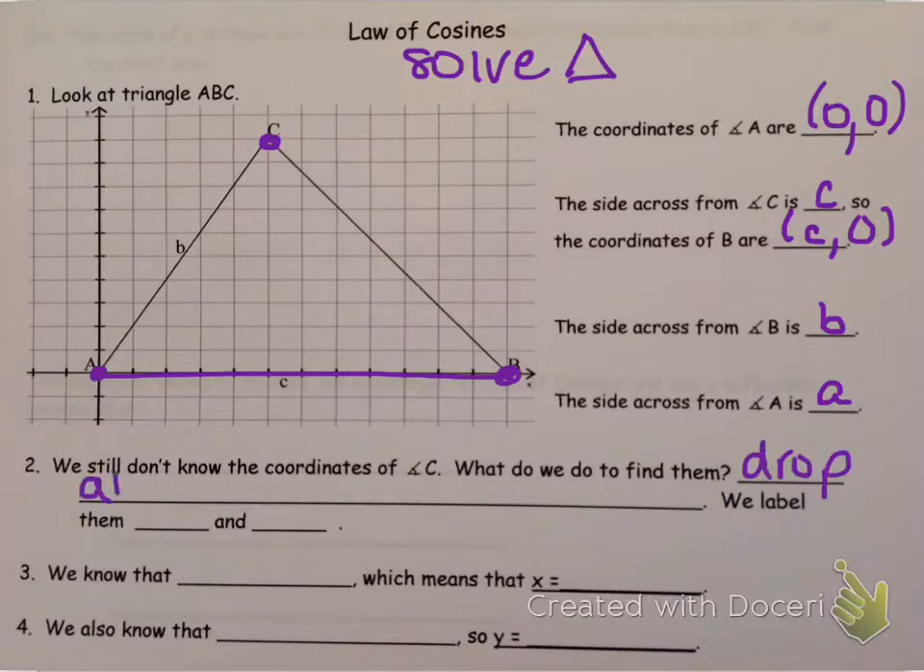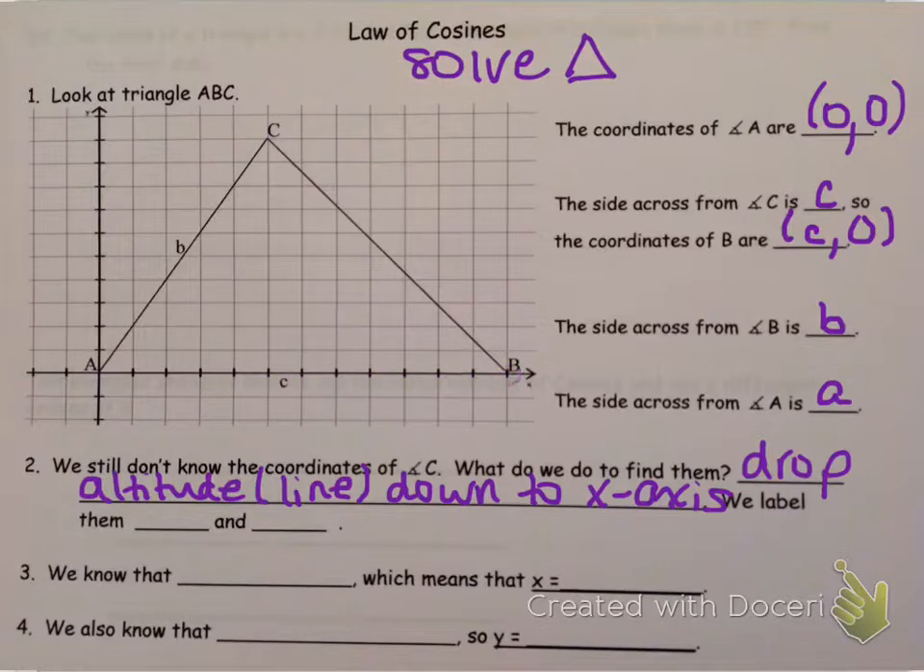drop an altitude, or a line, down to the x-axis, just like we did on the area notes. So remember what that means that I'm about to do. Let me switch colors here. I'm about to try to do this.